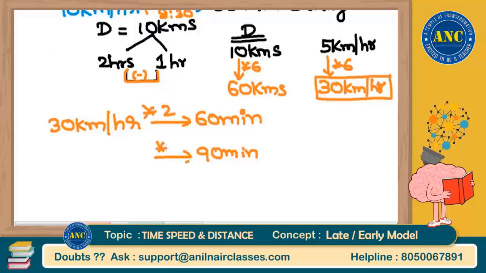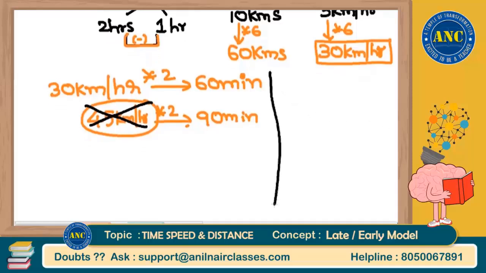Something into 2 should give me 90, right? That something is nothing but 45 kilometers per hour. Now, I know that my students will make a mistake here and write it as 45 kilometers per hour, which is incorrect. Sir, why is it incorrect?